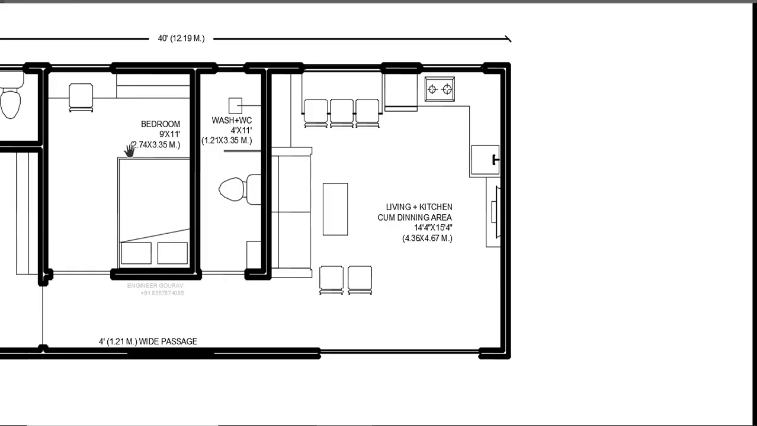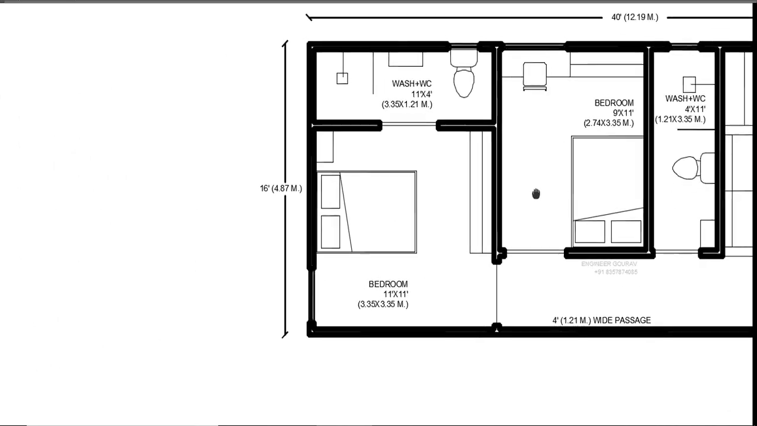On the right side we have bedroom number 1 here. You can see here the bed arrangement, wardrobe arrangement, study table with chair and a large size window for ventilation and light purpose. And on the left side we have bedroom number 2 here with attached washroom.